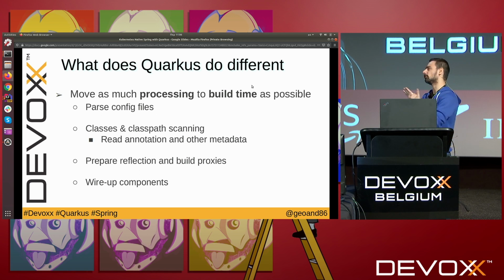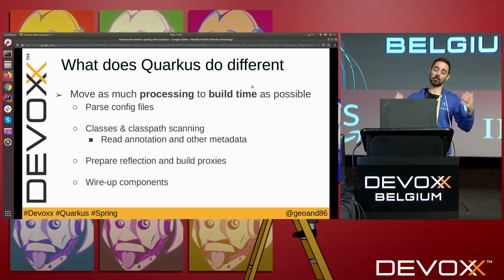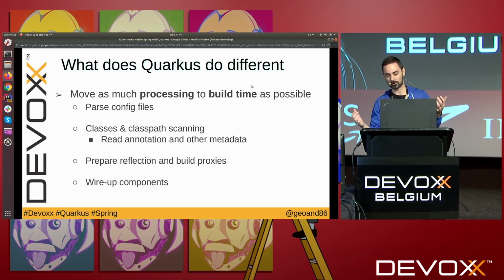So what does Quarkus do differently that actually addresses these problems? Quarkus has the main idea of moving as much processing as possible from runtime to build time. The idea here is that there are so many things done at runtime with traditional frameworks that don't need to be done at runtime. They can be moved to build time, like things like parsing config files.